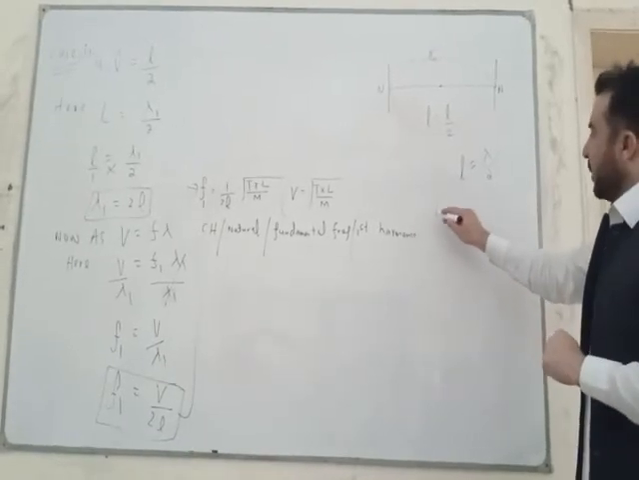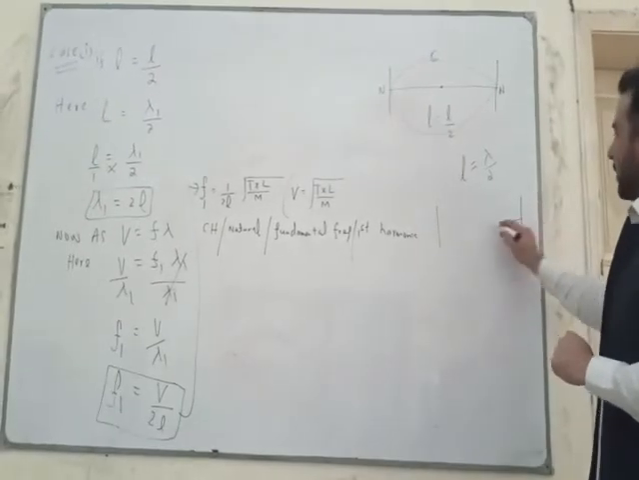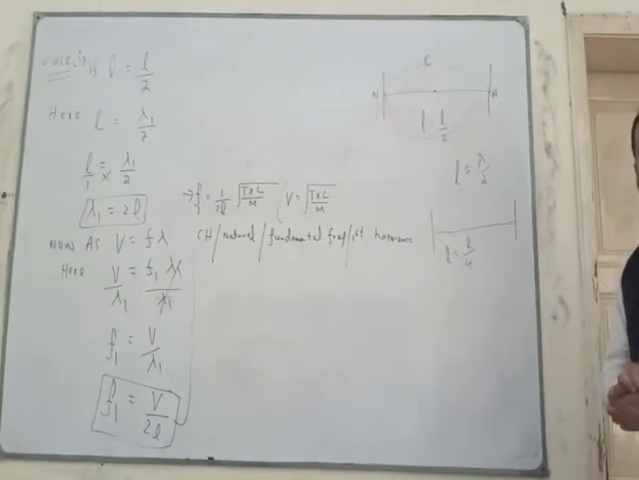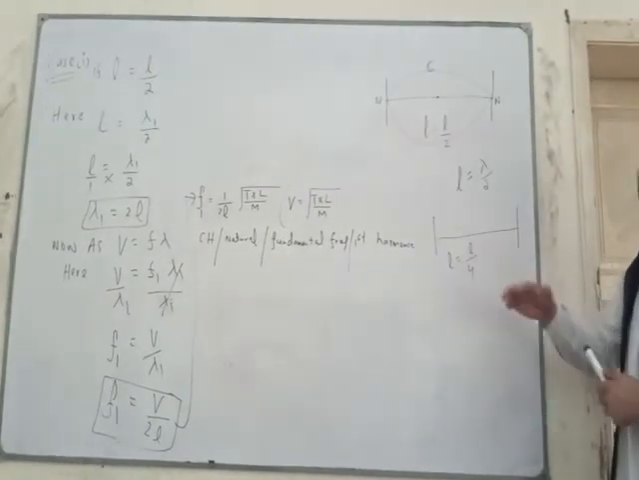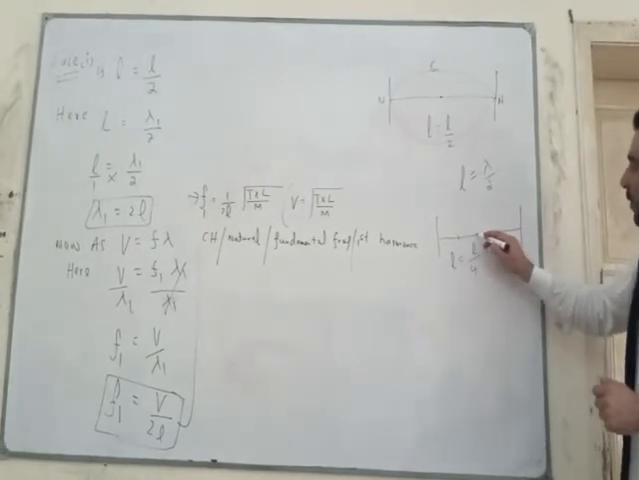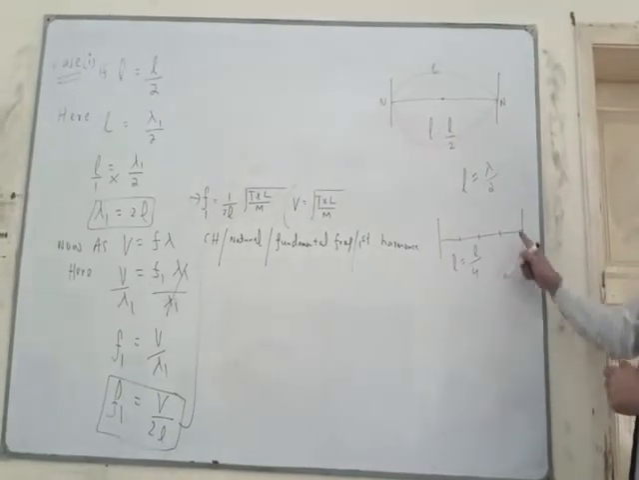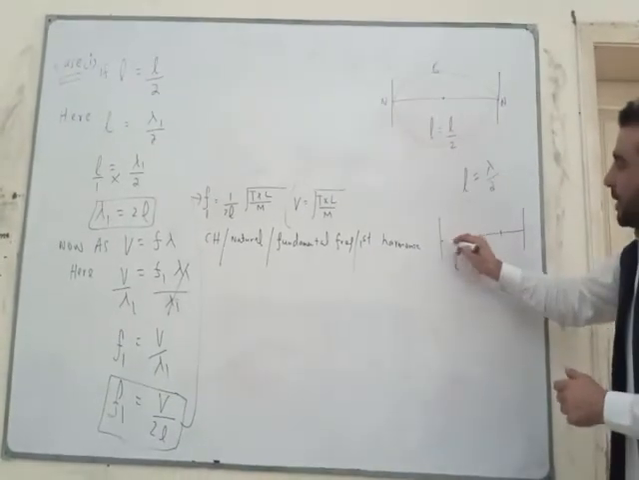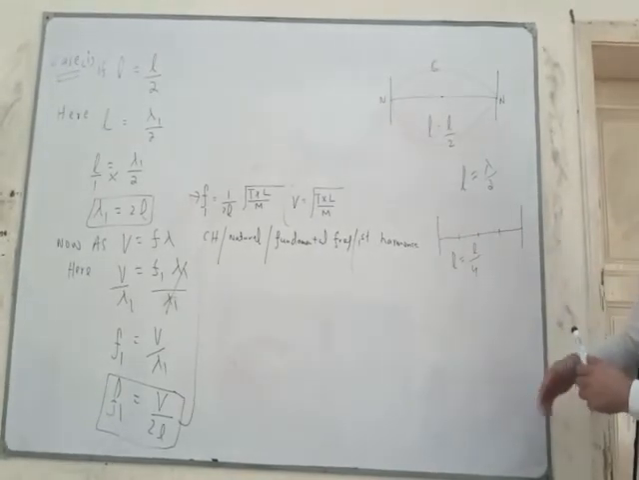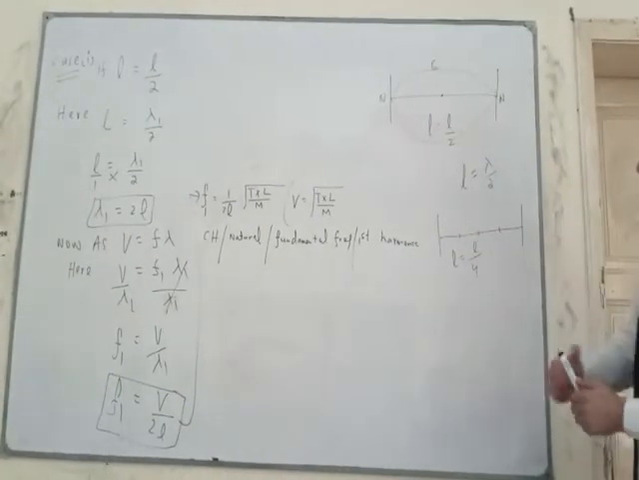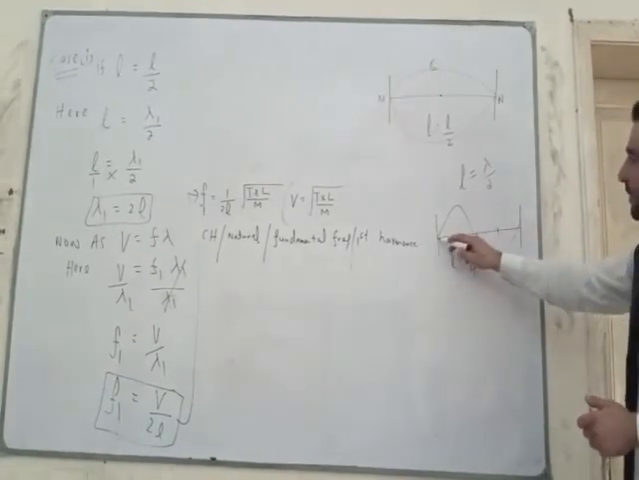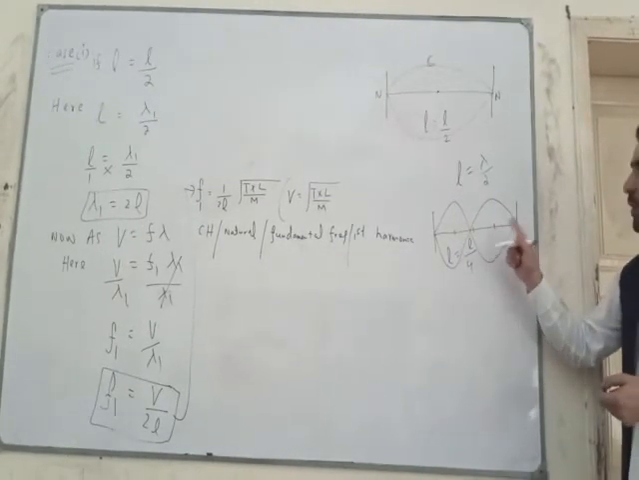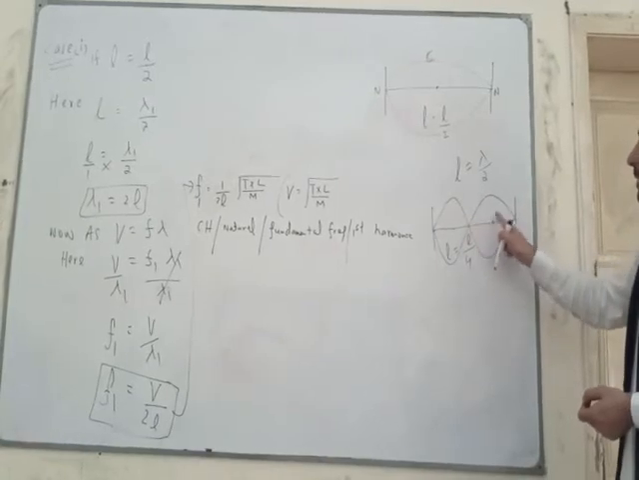Case 2. If we hit the string at 1 over 4 of its total length, divide the whole length into 4 parts, 1, 2, 3, 4, and hit the string now at 1/4 of its length, 2 loops will be produced like this. Now here, what will be the length of the wave?